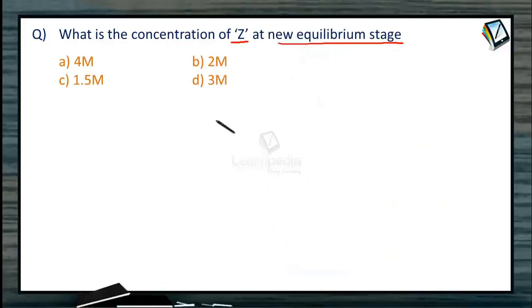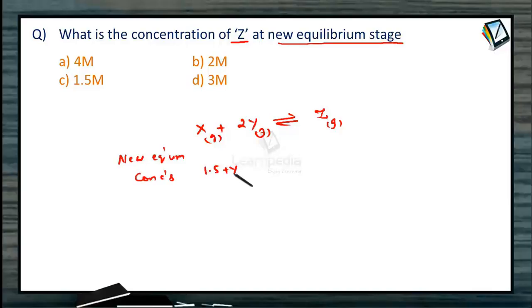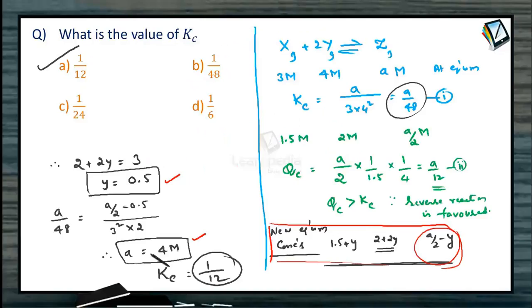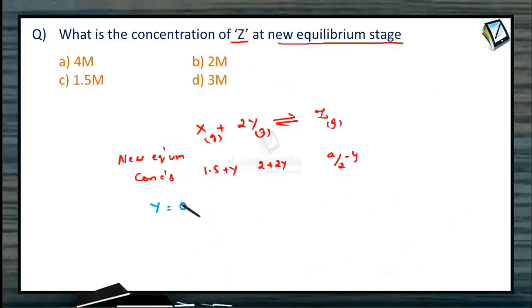So the equilibrium system was X gas plus 2Y gas giving Z gas. The new equilibrium concentrations: X was 1.5 plus y, Y is 2 plus 2y, and Z is a by 2 minus y. And on solving, we got y is equal to 0.5, a is equal to 4M.